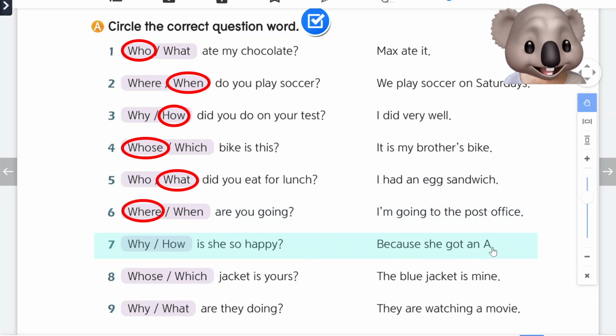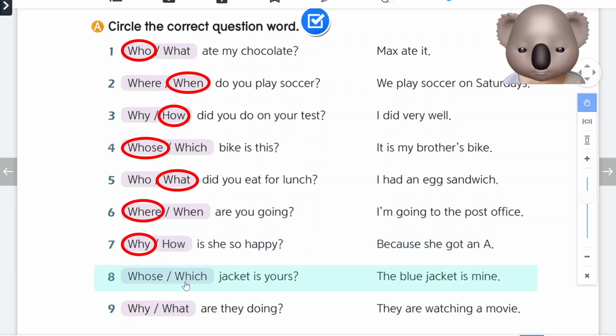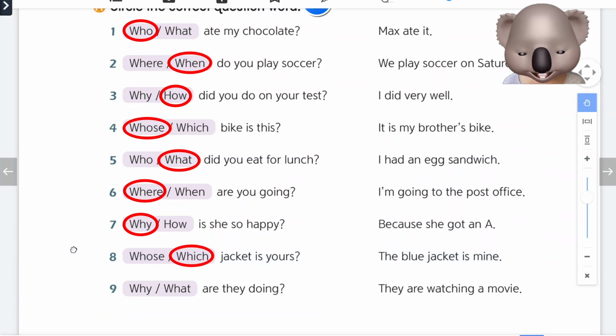Number 7, why 또는 how is she so happy? Because she got an A. 와, because가 나올 때는 이거 이유잖아. 그러면 왜가 질문이죠? Why is she so happy? Number 8, whose 또는 which jacket is yours? The blue jacket is mine. whose는 누구 거, which는 어느 잠바가 네 거야. Which jacket is yours?